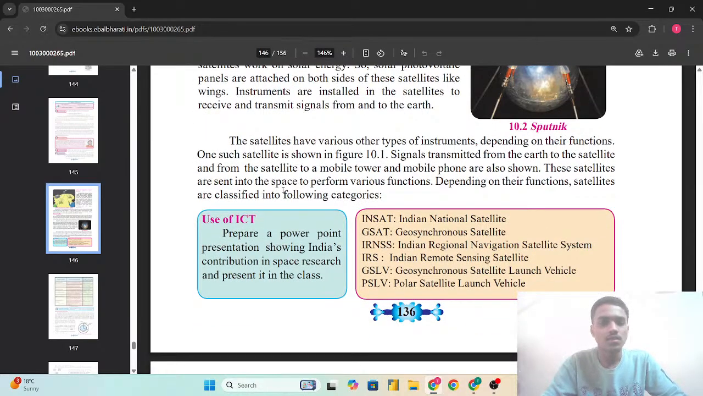Then these satellites are sent into the space to perform the various functions. Depending on their functions, satellites are classified into the following categories. So what are the different categories?